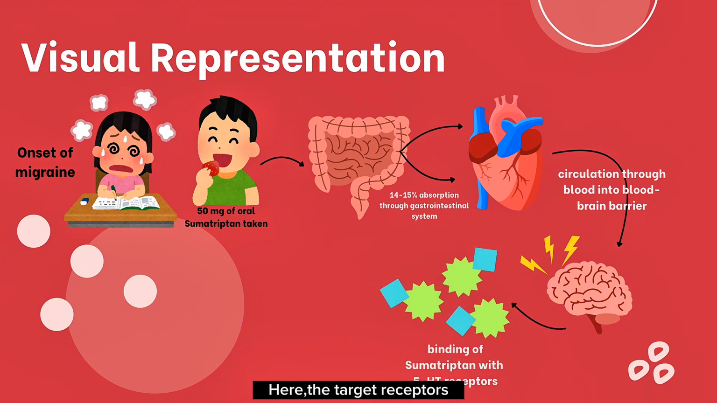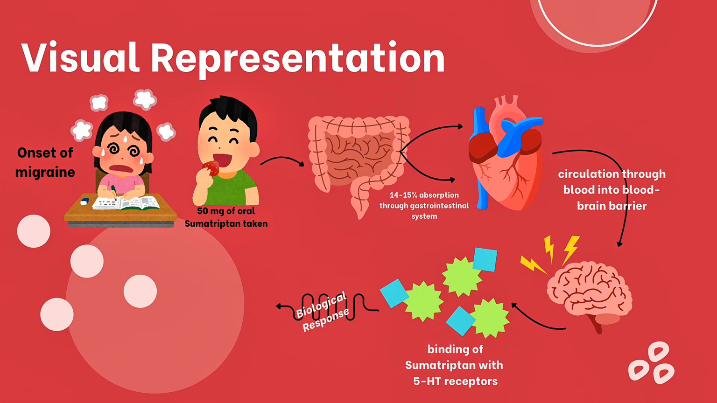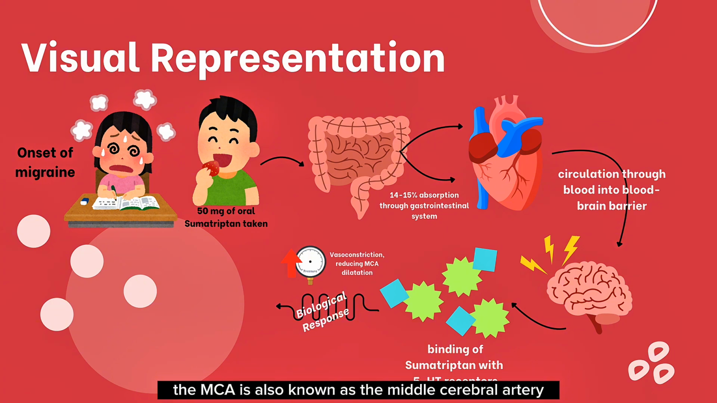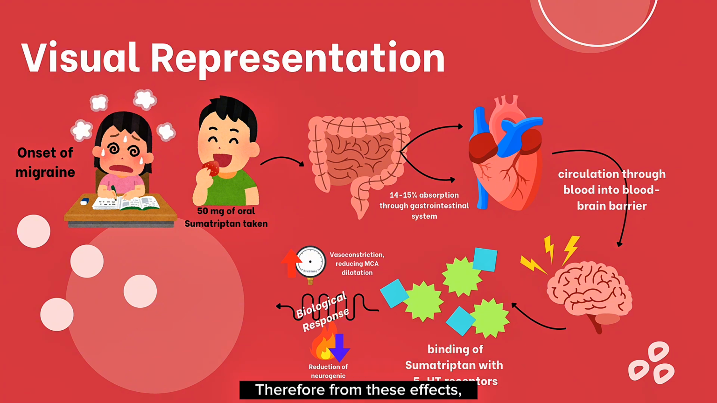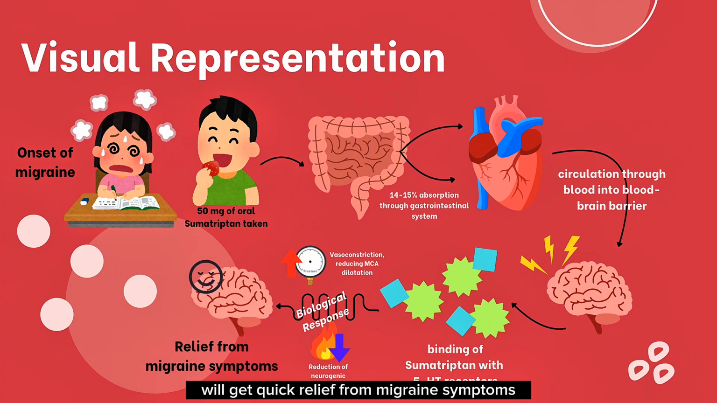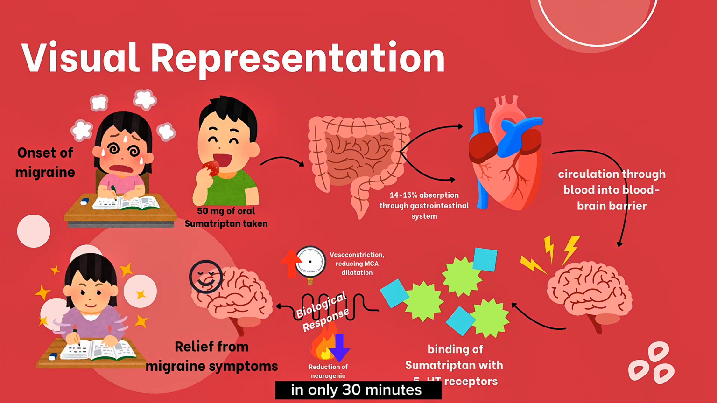Here, the target receptors, known as the 5-HT1D and 5-HT1B receptors, are where the agonists will bind and cause a biological response, which will cause vasoconstriction, reducing MCA dilatation. The MCA is also known as the middle cerebral artery. It will also cause the reduction of neurogenic inflammation, which reduces pressure in the brain. Therefore, from these effects, the patient will get quick relief from migraine symptoms in only 30 minutes.